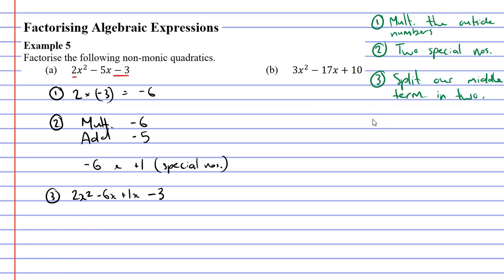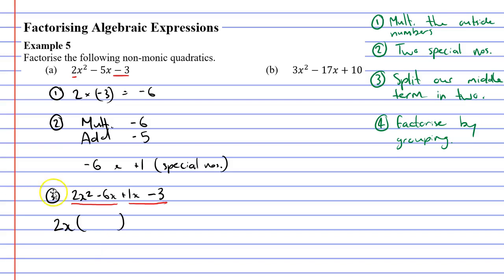Now I come to my 4th and final step, and for this step we're going to factorize by grouping. We're going to group this expression into 2 parts: 2x squared minus 6x and 1x minus 3. So let's factorize the first part here. Looking at the 2 and the 6, I've got a highest common factor of 2, so I'm going to factor out the 2. And I've got x squared and x, so I'm going to factor out an x as well.